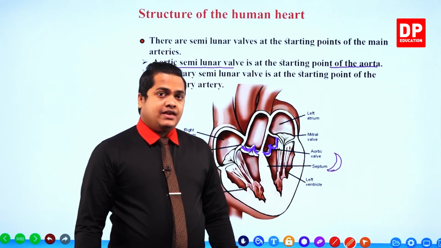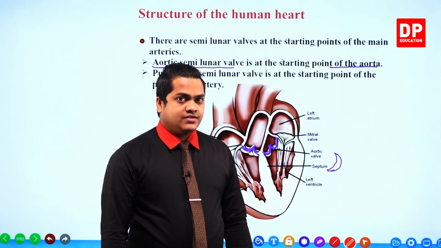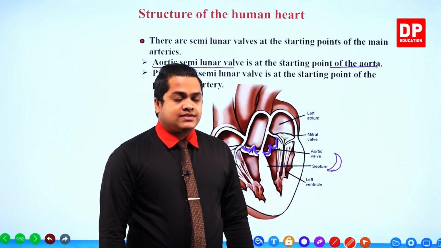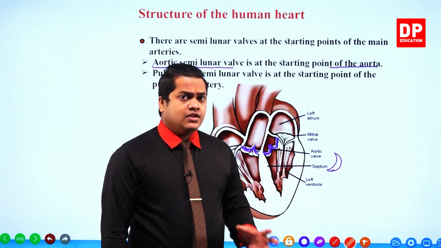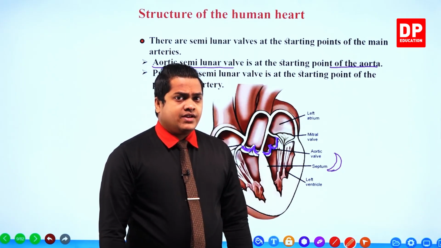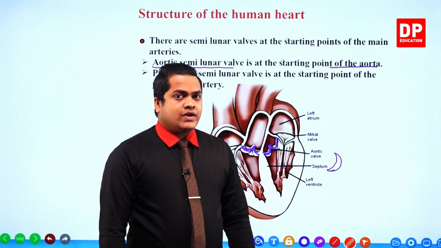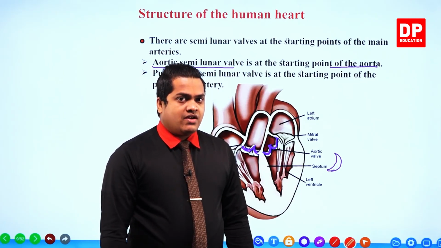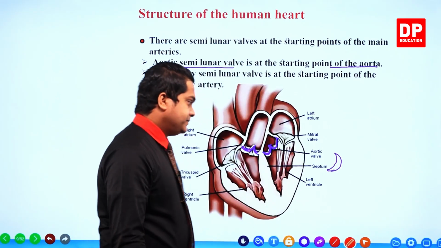Semilunar valves can be identified at the starting position of the arteries, right? At the starting position of the arteries from the heart, we can observe the semilunar valves, my dear children. So at the aorta, the aortic semilunar valve can be observed. At the pulmonary artery, the pulmonary semilunar valve can be observed, right?